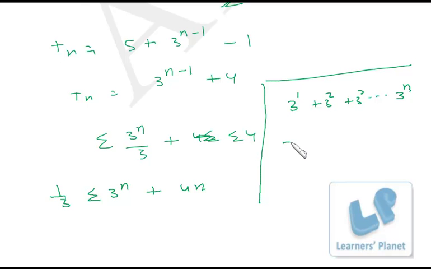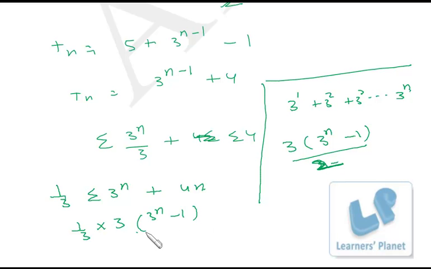So what will be the sum? First term a, r raised to n minus 1 upon r minus 1, that is 2. Okay, so this is precisely 1 upon 3 into 3 raised to n minus 1 upon 2 plus 4n. Okay, or you can simplify it also. So that will be the sum of this sequence. So when you have to take the summation of a geometric progression, you can do it in this way.